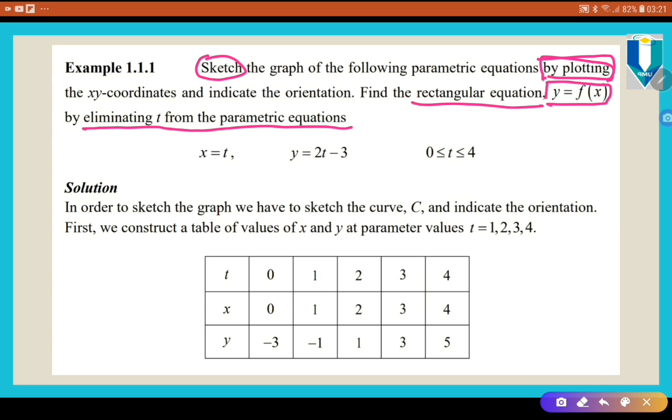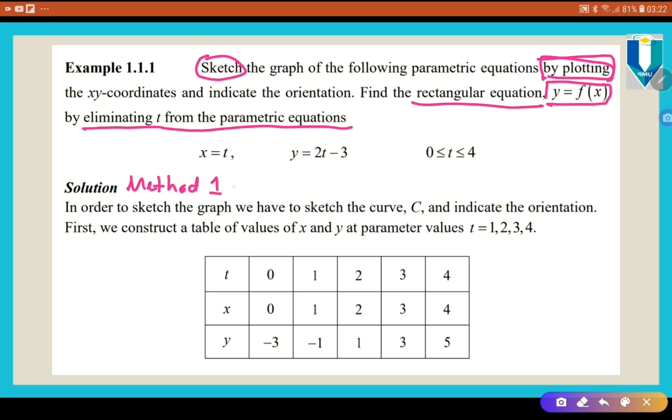So there are two methods to sketch the parametric curve. Let's look at the first method, which is sketching by plotting. So this is the first method. Method number 1 is by plotting.